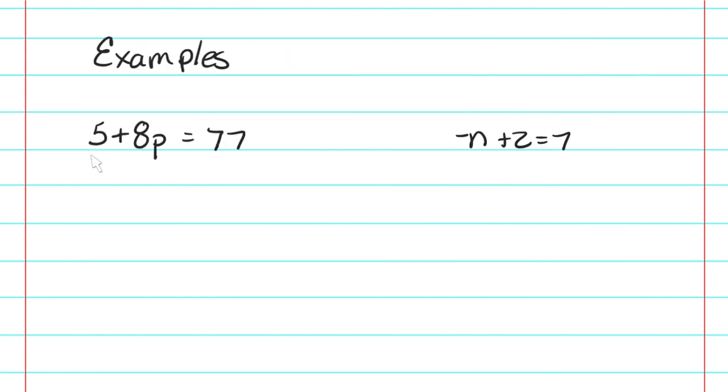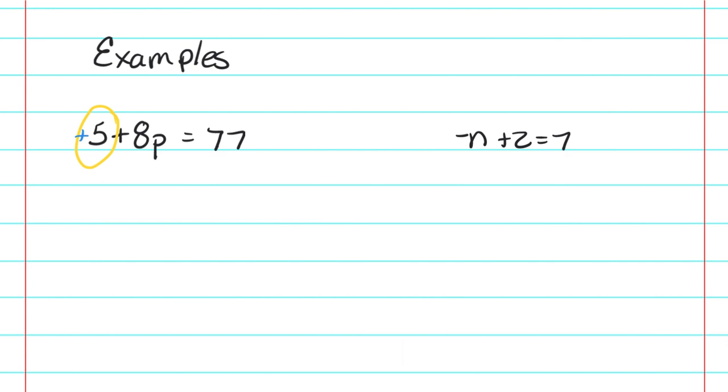Here are some examples. 5 plus 8p equals 77. So the first step is I need to get everything that is not connected to my variable away. So since I have 5 here and 8 is connected to p, I'm going to start with the 5. 5, if I look at that, it's a constant by itself. There is no sign in front of it, so I know that is a positive number.